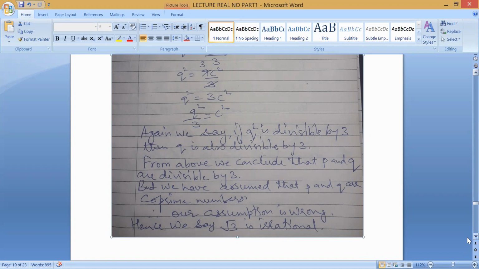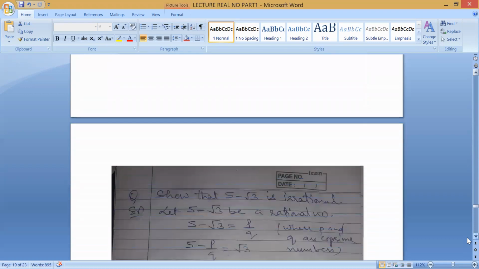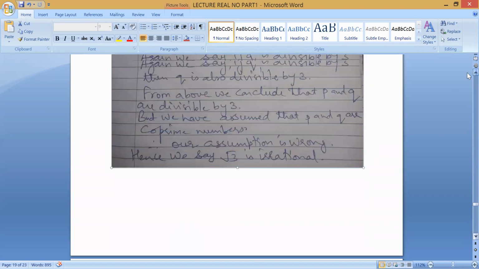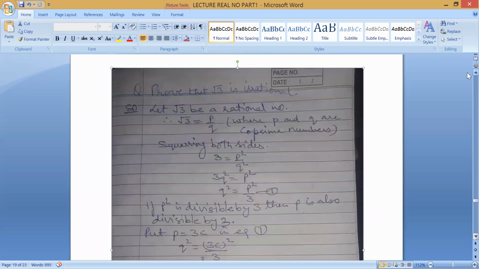In this question, the method is the same. Suppose I say prove that root 5 is irrational. So how will you do this question? I am explaining it orally. In place of root 3, what will you write? Root 5. Let root 5 be a rational number. Therefore, root 5 equals P upon Q, where P and Q are co-prime numbers. Squaring both sides, root 5 whole square will be 5, and P square by Q square.